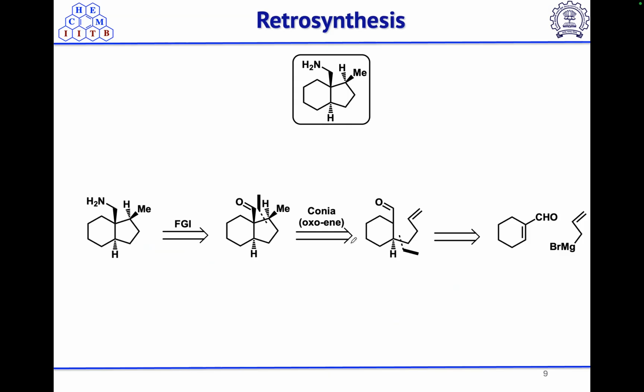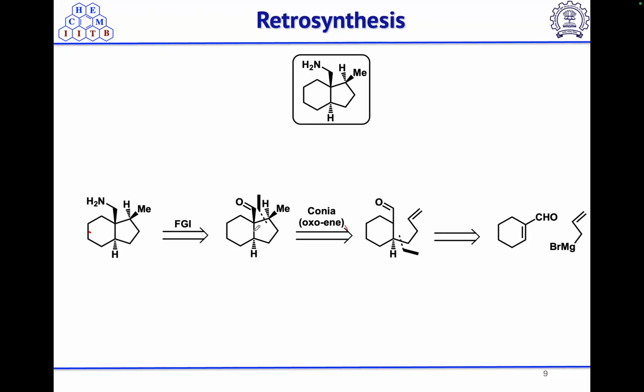Now, coming to the next retrosynthetic analysis, this is another interesting example. If you look at this molecule, it has a 6-5 fused ring with trans geometry, so the ring junction is trans. Now how can you get this trans fused 6-5 ring? With functional group interconversion, you can get this amine from the aldehyde via reductive amination. If you treat the aldehyde with an amine and then reduce, you will get this amine.